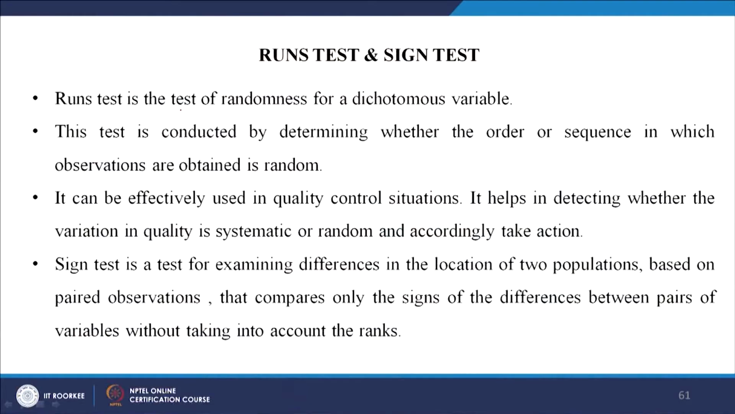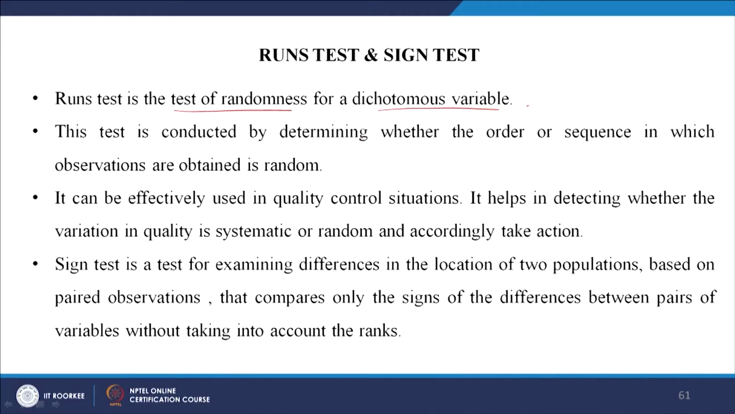The runs test was a measure to test the randomness of a dichotomous variable. So, in the runs test we tested whether it is random or non-random, and accordingly we can decide what action needs to be taken. This is especially useful in a quality control check. The test is conducted by determining whether the order or sequence in which observations are obtained is random or non-random. As I said, it is used in quality control situations and helps in detecting whether the variation in quality is systematic or random, and accordingly take necessary action.